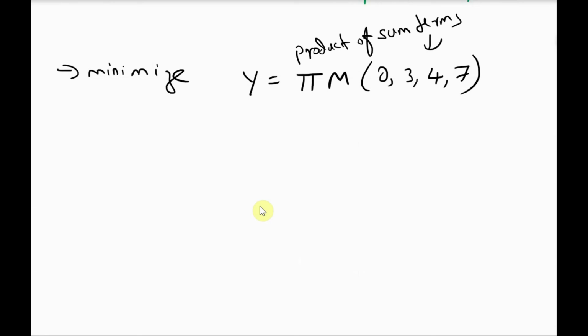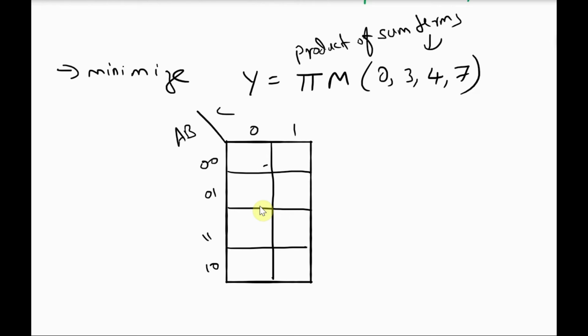So we need a 3 variable kmap. For 7 we need 3 bits, so we need a 3 variable kmap. We can write the cell numbers also: 0, 1, 2, 3, 4, 5, 6, 7. So we want to map this.